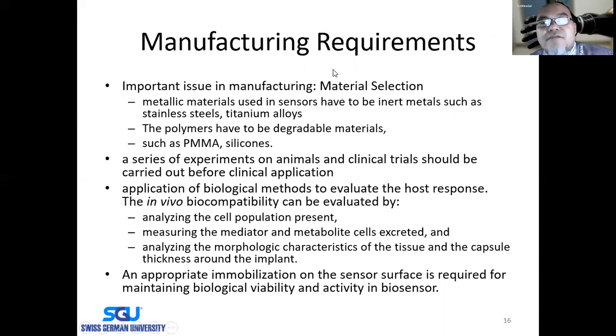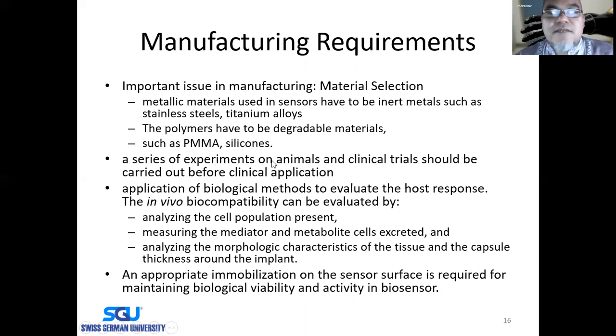What are examples of this manufacturing requirement? For example, the material selection. If you use metallic materials in sensors, it has to be inert metal because it will be put inside the body, for example, stainless steel or titanium alloys. If you choose polymers, it has to be biocompatible, such as PMMA or silicones.